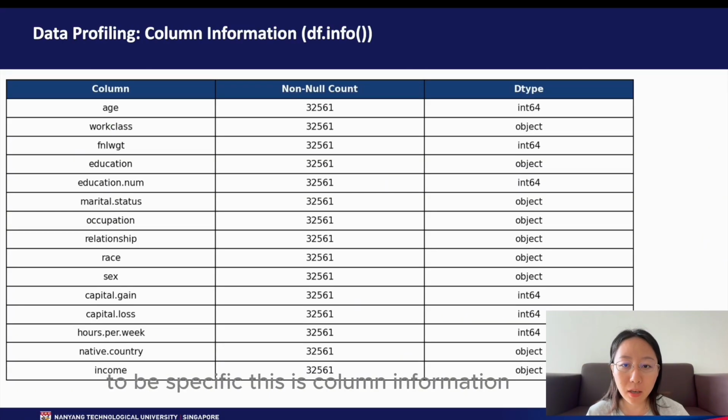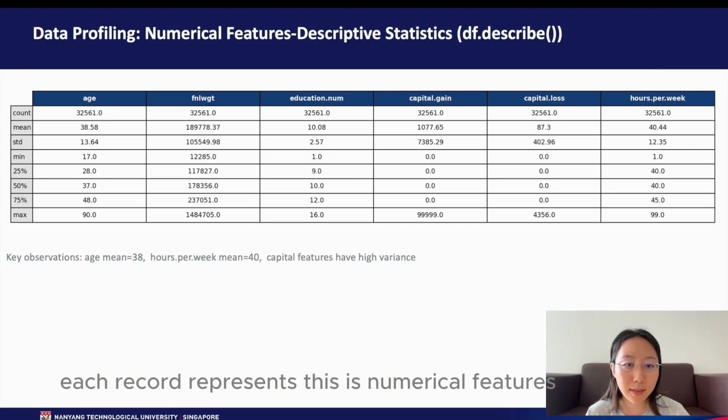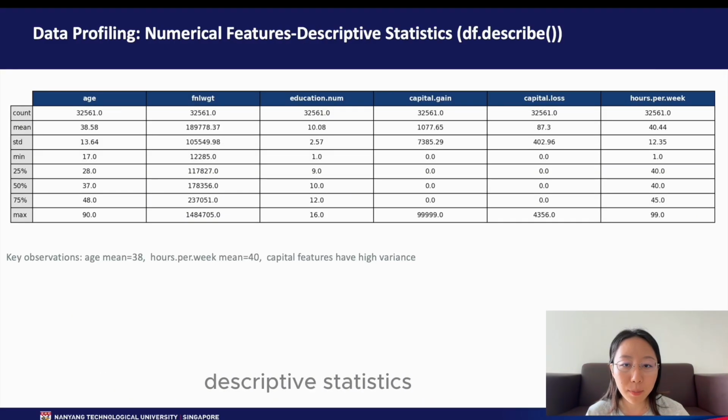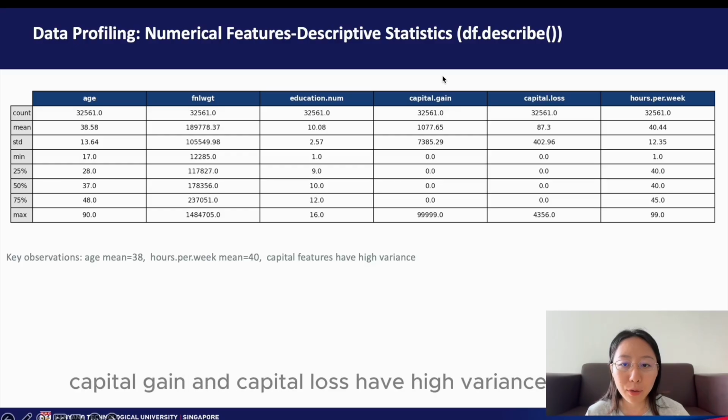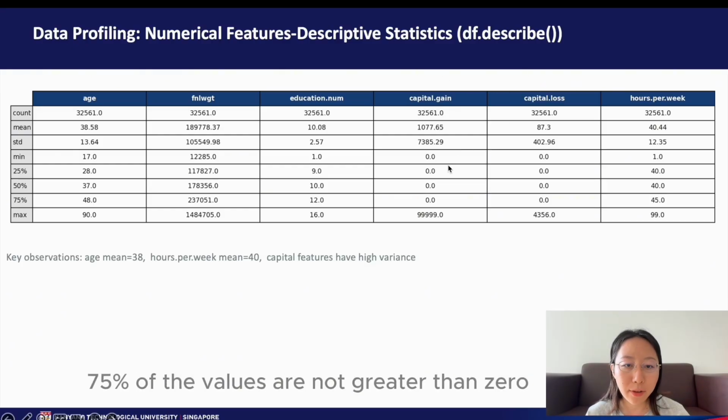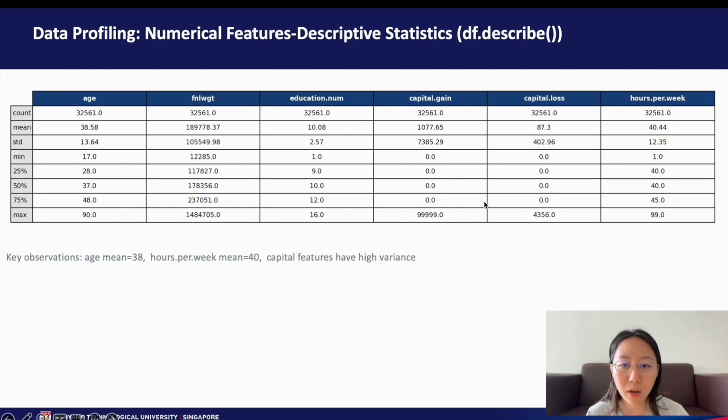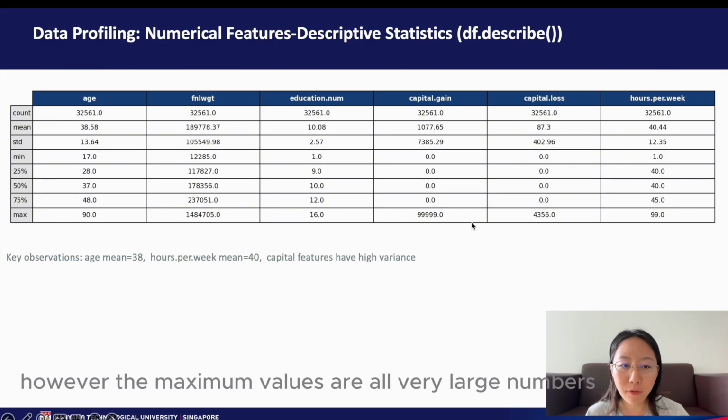To be specific, this is the column information. The third feature means the final sampling weight, indicating how many individuals in the population each record represents. These are the numerical features' descriptive statistics. Capital gain and capital loss have high variance. 75% of the values are not greater than 0. However, the maximum values are all very large numbers.